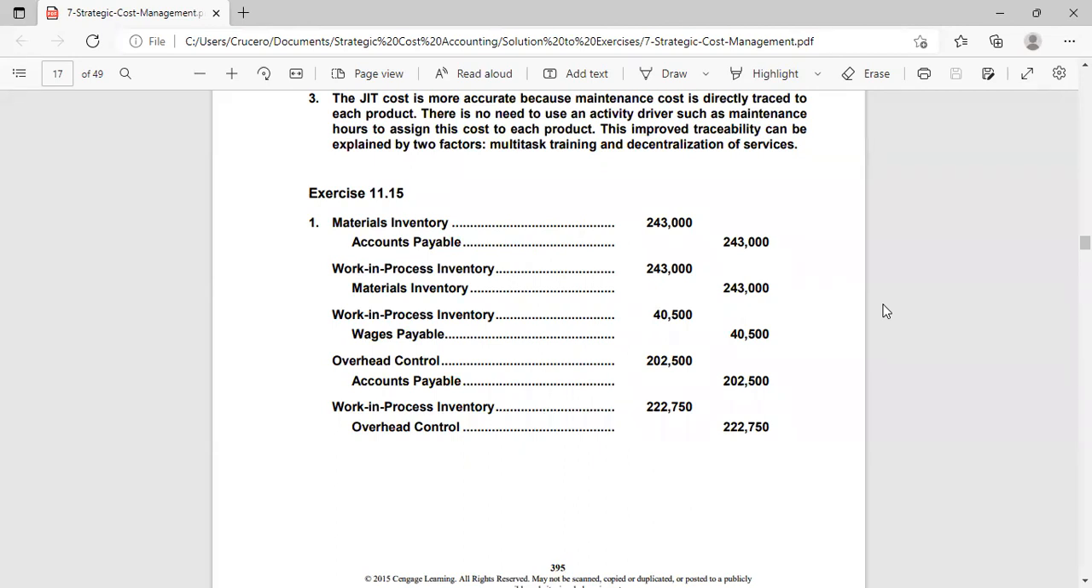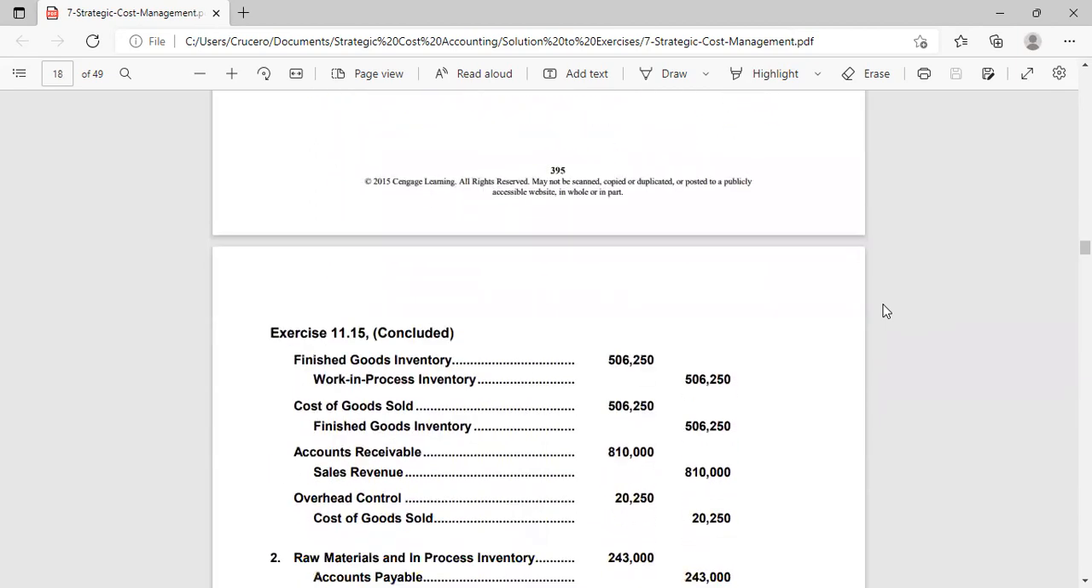So we now record materials, credit to accounts payable, debit to work in process for the material applications, and credit to materials inventory, debit to work in process, and credit to wages payable for direct labor, debit to overhead control for actual overhead, credit accounts payable, debit to work in process inventory, and credit to overhead applied for 222,750.